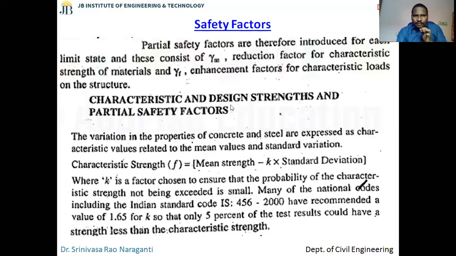Talking about characteristic and design strength: the moment I say strength, we're talking about material strength. For the materials, characteristic strength is the mean minus k times the standard deviation. This is what we use. That means compared to the actual strength, the characteristic strength will be less because you're deducting some part because of uncertainties. That is why the material strength we have is divided by the safety factor to get the design strength of the material.